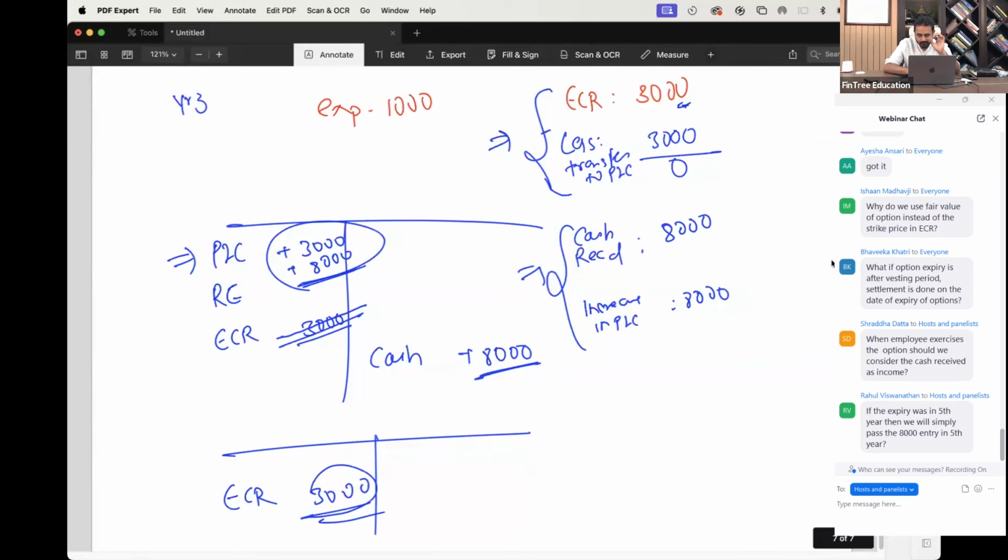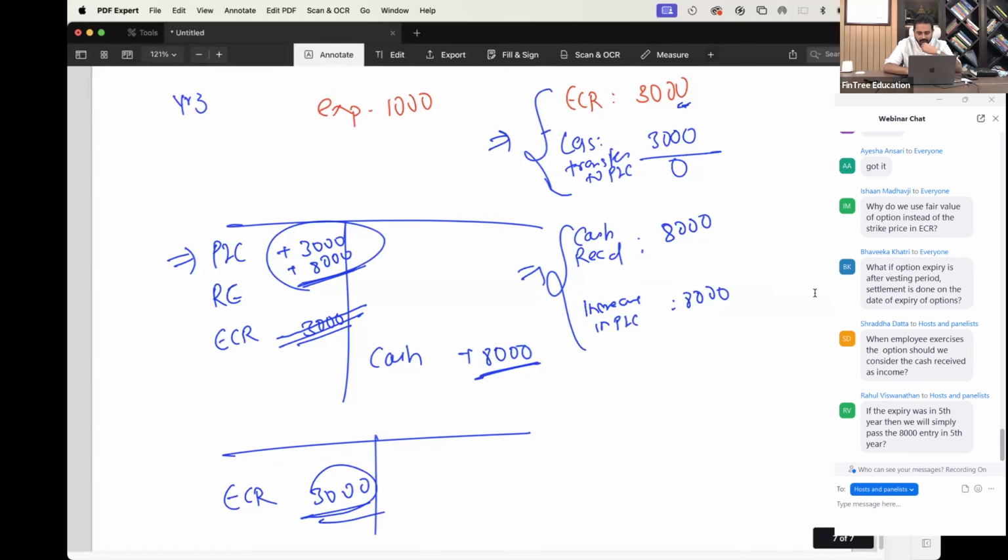When an employee exercises the option, should we consider the cash received as income? No, ma'am. Why would you consider cash received as income? Fundamental accounting concept: revenue nature transaction, capital account nature transaction. When you receive cash for issuance of shares, those are capital nature transactions. That is not your income.